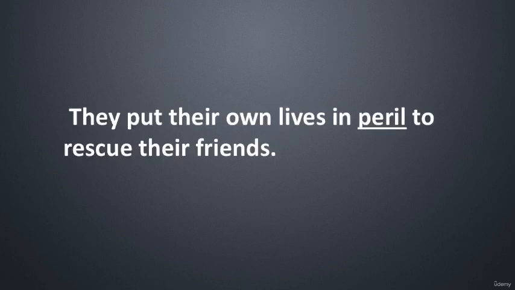They put their own lives in peril to rescue their friends.